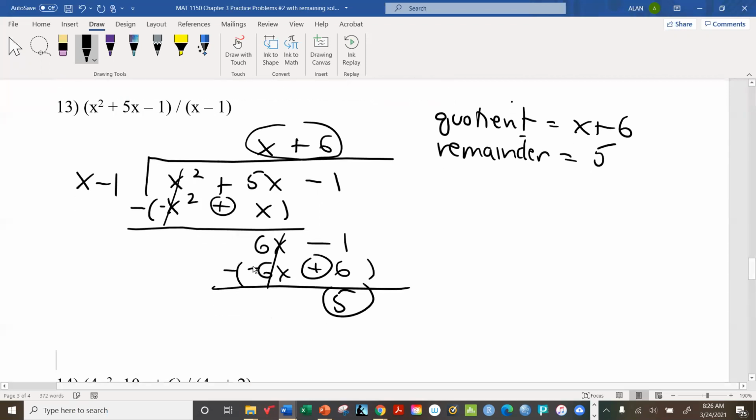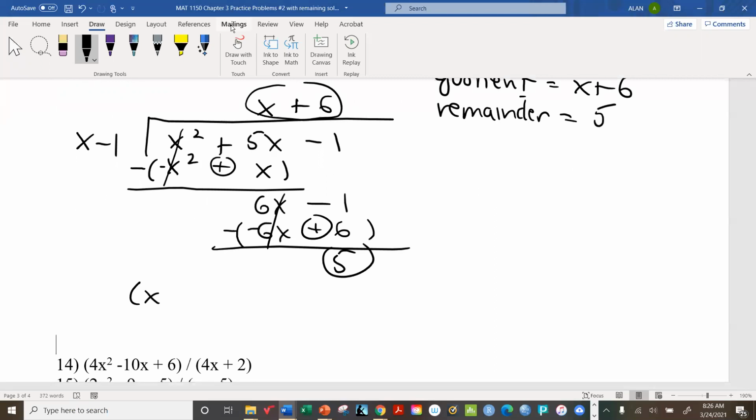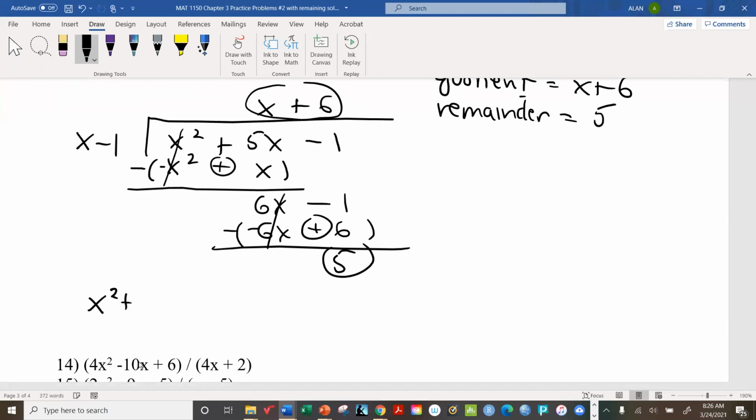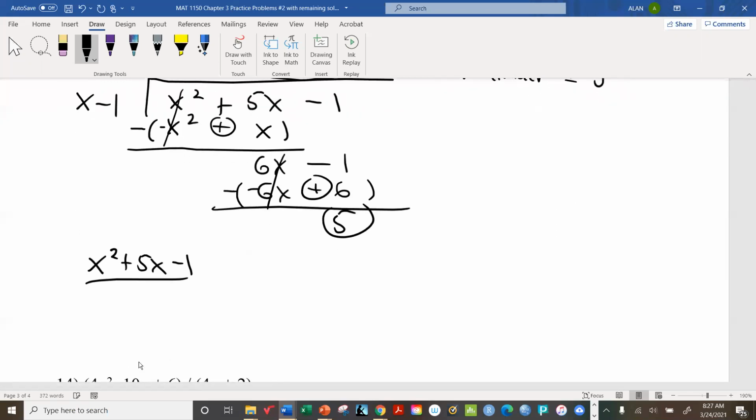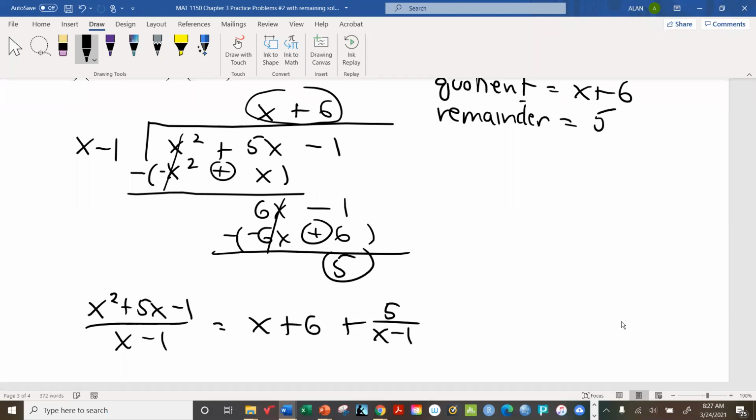Okay, so basically what this is saying is that this expression that we started out with, x squared plus 5x minus 1 divided by x minus 1, is the same thing as, can be rewritten as, x plus 6 plus 5 over x minus 1. They mean the same thing.